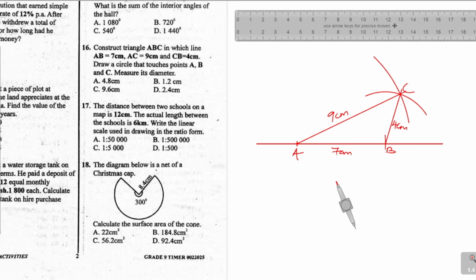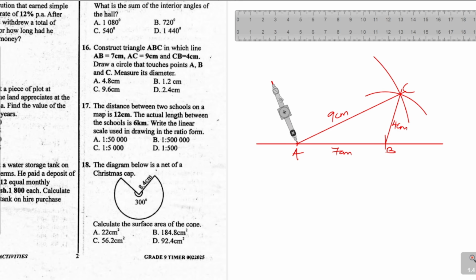Now you're supposed to draw a circle that touches points A, B, and C. That is simply a circle that touches the 3 vertices of the triangle, and that is circumscribing a circle. To circumscribe a circle, or to draw a circle that passes through these 3 points, you need to bisect any 2 lines. I'll choose to bisect line AC. So how do you bisect line AC?